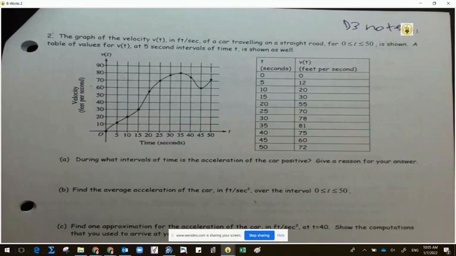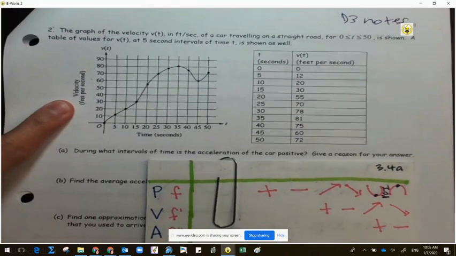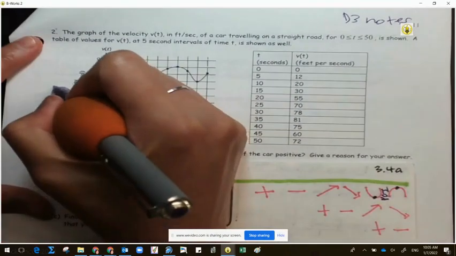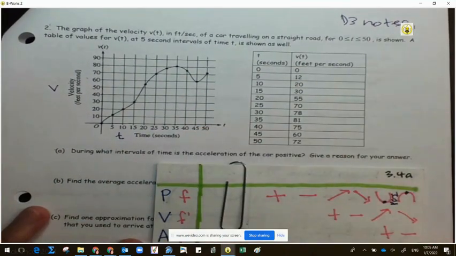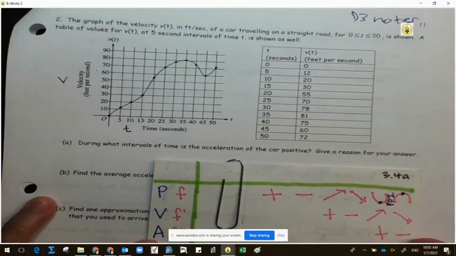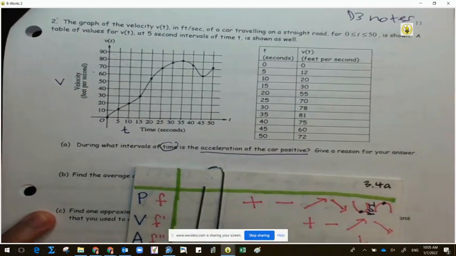Positive. These are give a reason for your answer. All right, so let's go to our card. If we're looking at velocity, here's our velocity. Let's write v, and here's our time. And I want to know, when is the acceleration of the car positive? So what time is the acceleration of the car positive?